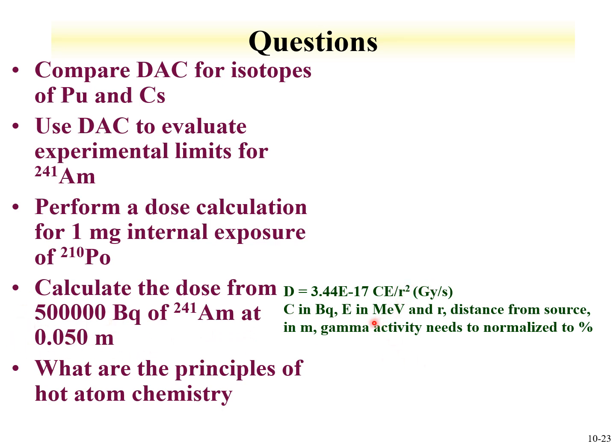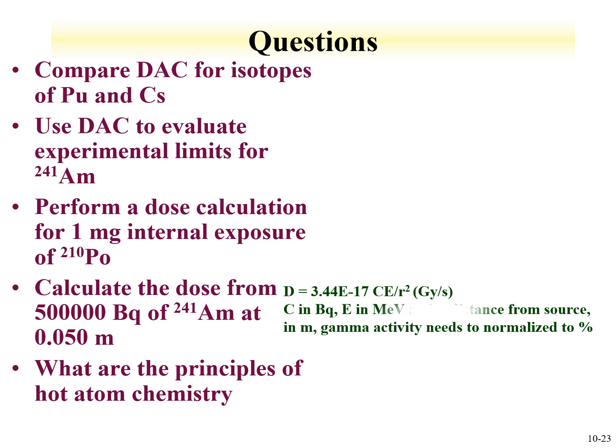Also, the gamma activity: here's the total activity of the americium decay. You need to normalize it to the percentage that decays through gamma. And if you look up americium-241, it's about 37% of the time when it decays that there will be an associated gamma ray. So you'd have to take this activity multiplied by 0.37 in order to get the activity that's due to the gamma. So you can use that to determine the dose.